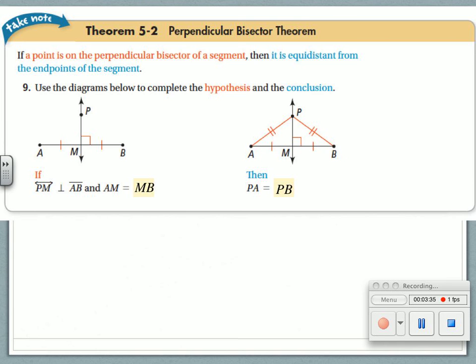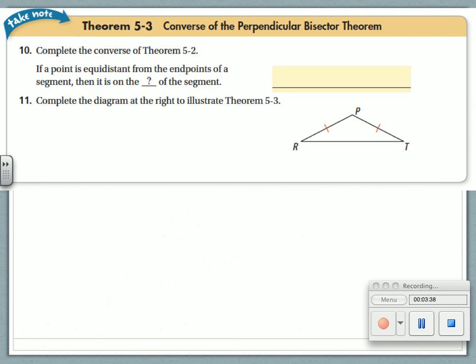We also have the converse of the perpendicular bisector theorem, which basically says that if a point is equidistant from the endpoints of a segment, then it is on the perpendicular bisector of the segment. So it's just the opposite of what we had before.